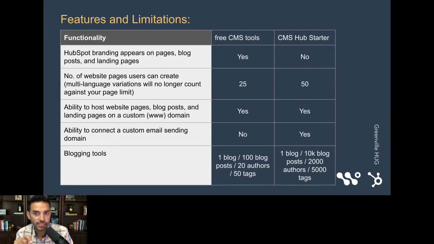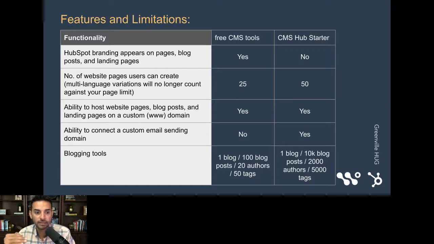One important limitation that you have on the free CMS tool is that when you use the email tool to send emails to your contacts from your marketing efforts, on the CMS Hub Starter, you are able to add a custom domain for the sending domain. For example, if you say, well, I want to send emails as, in my case, egarcia at bountify.io from HubSpot, you can do that on HubSpot Starter, but you can't on the free CMS tool.